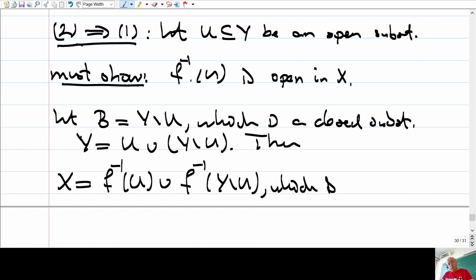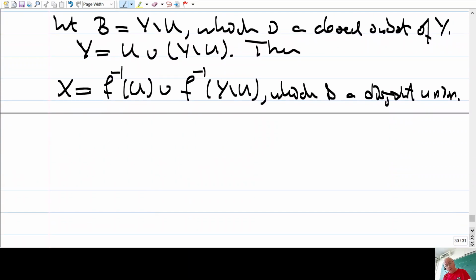I would like to show that F inverse of U is open. So let B be the complement of U, which is a closed subset of Y. And Y is the disjoint union of U and Y minus U. Then X is the disjoint union of this subset. X is the inverse image of Y, and we have this, which is a disjoint union.